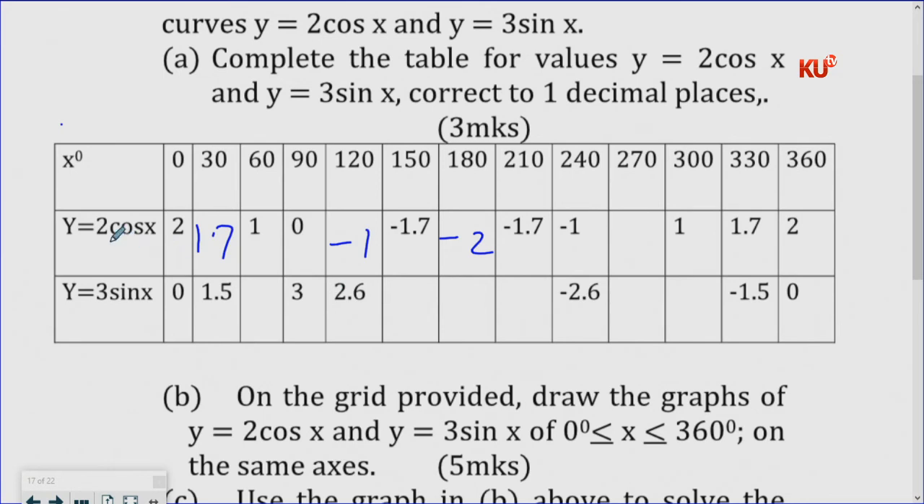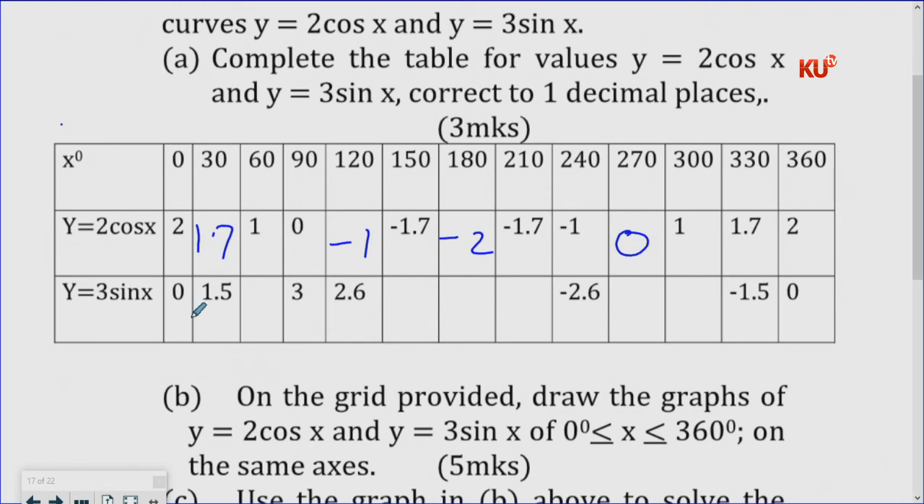Remember, this is the function that we are using. We are only replacing the value of x, which in this case is 270 degrees. So 2 cos 270 will give us 0. We are done with the first function. We can move to the second function, which is 3 sine. Let's confirm this one first.